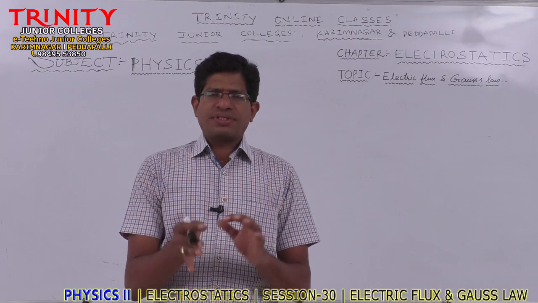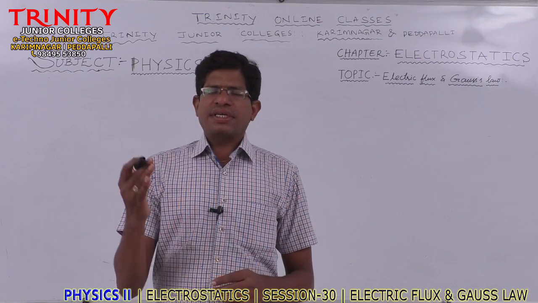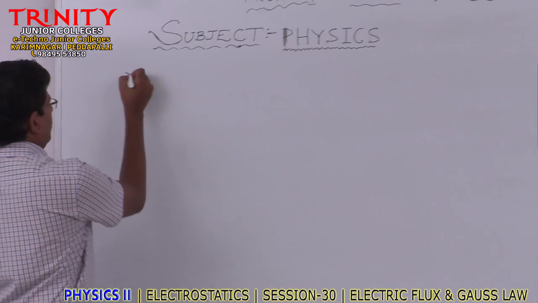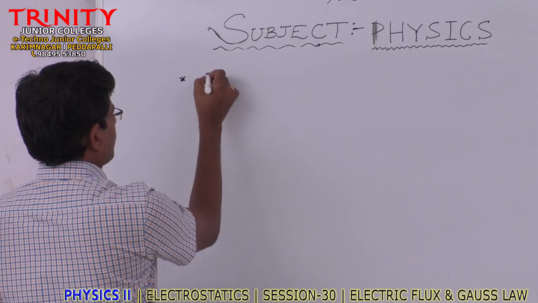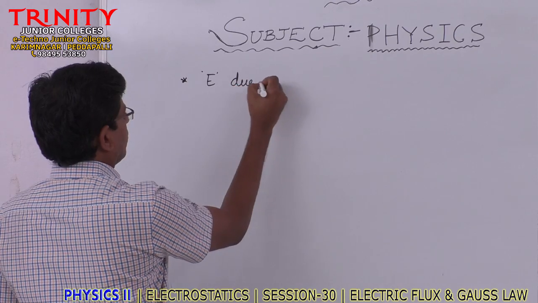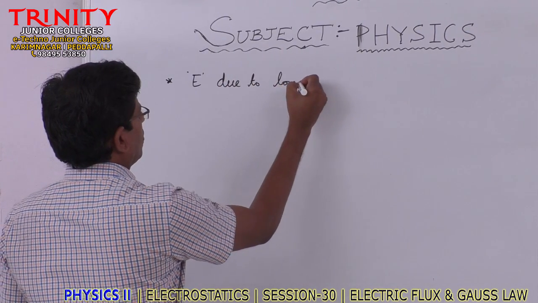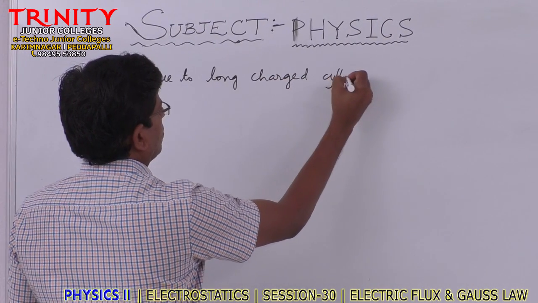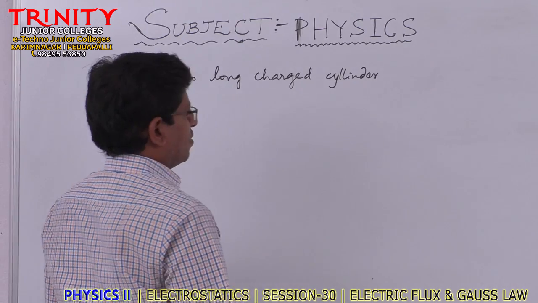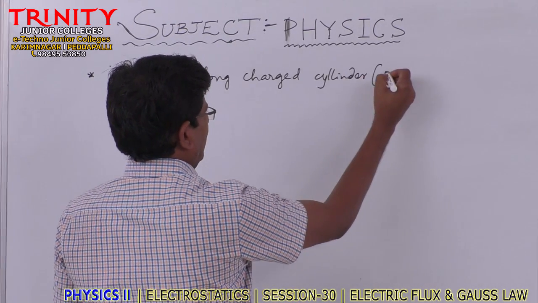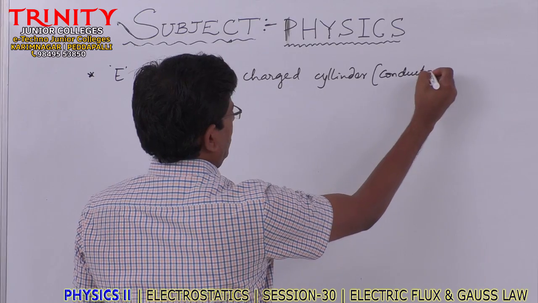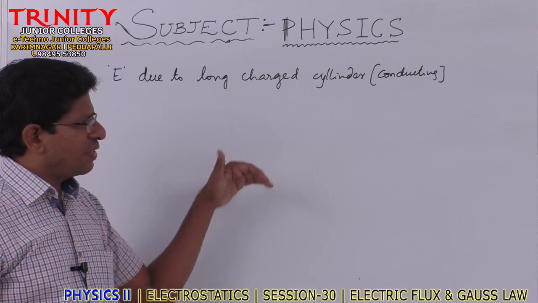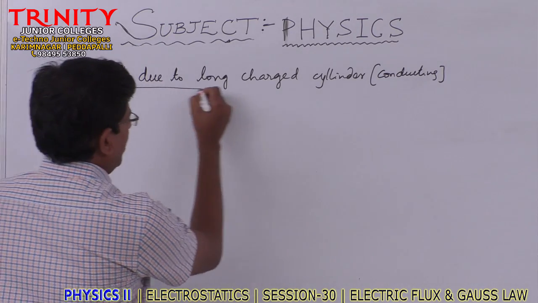Let me repeat a few points, a few derivations of yesterday, and then we move further. I would like to repeat within a few minutes. So, this is the field due to a long charged cylinder, and let us suppose conducting and non-conducting both. I will not explain in detail, but just finish the derivation for the sake of recap.